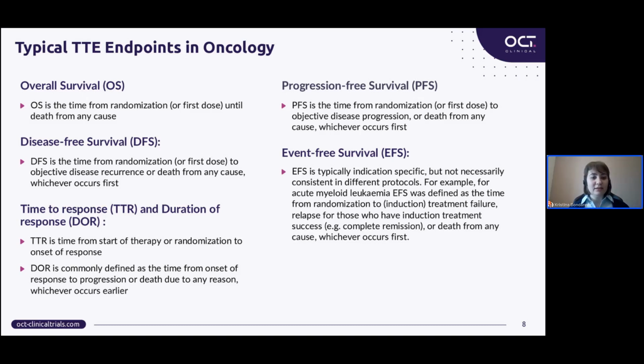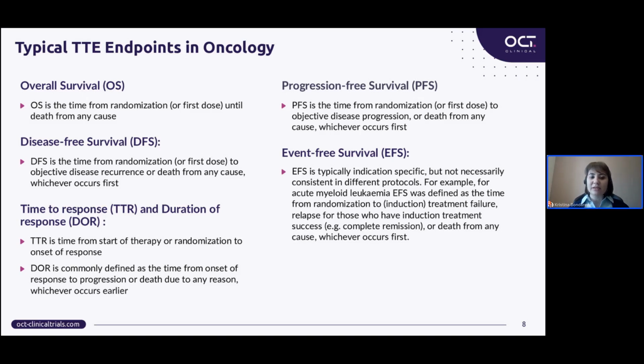Progression-free survival is the time from randomization to objective disease progression or death from any cause, whichever occurs first. Disease-free survival is the time from randomization to objective disease recurrence or death from any cause. Event-free survival is typically indication-specific, but not necessarily consistent in different protocols. For example, for acute myeloid leukemia, event-free survival was defined as the time from randomization to induction treatment failure, relapse for those who have induction treatment success, or death from any cause.